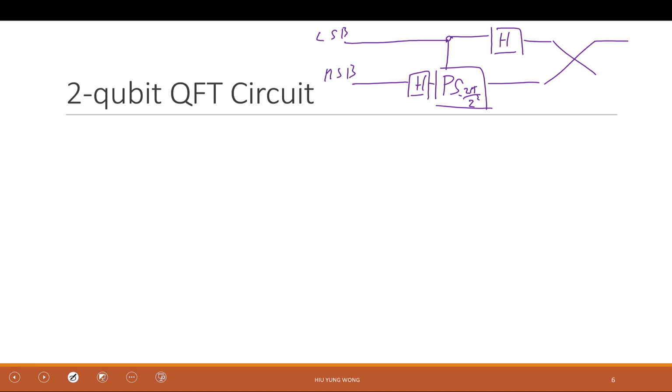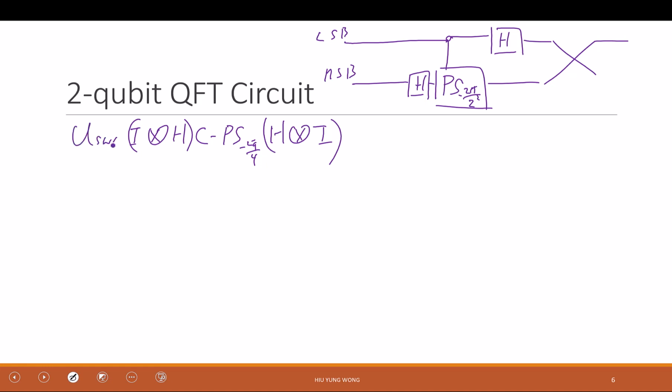What is the first matrix that we have? Again, for the circuit, signal goes from left to right. For matrices, it goes from right to left, right? So what is the first matrix that represents what happens in this circuit? How do you use a matrix to represent this part? Say again, H tensor product I, very good. After H tensor product I, what do you get? Control phase shift gate, 2 pi over 4. And after that, I tensor product H, right? And after that, a swap gate.